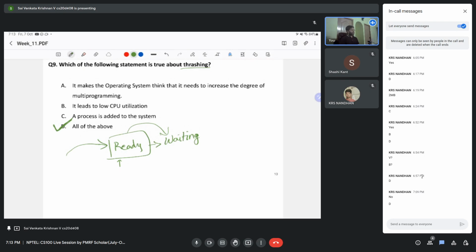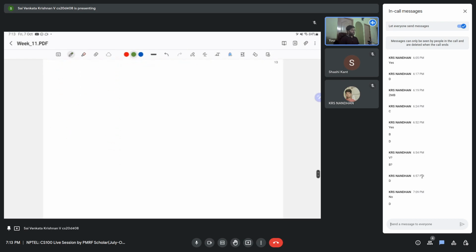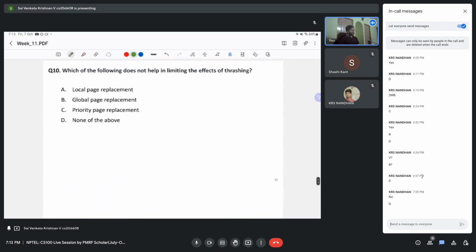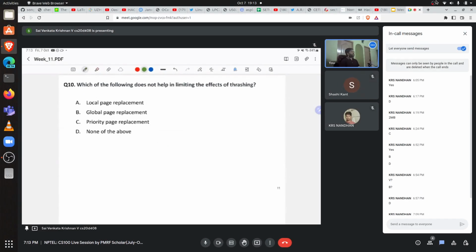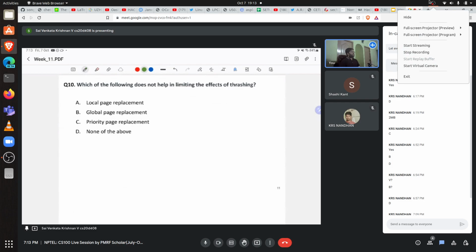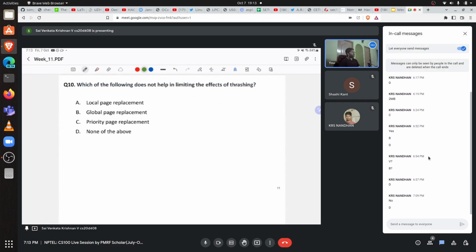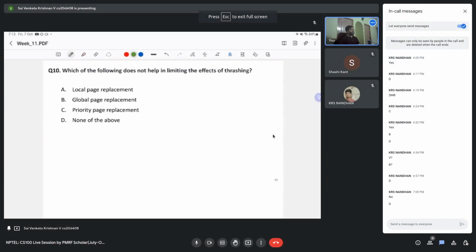Any doubts in this question? Right. If not, then we'll move to question 10. Which of the following does not help in limiting the effects of thrashing? Is it a local page replacement policy, or global page replacement policy, or priority page replacement, or none of the above? Any guesses?